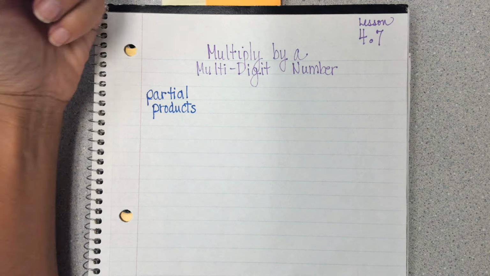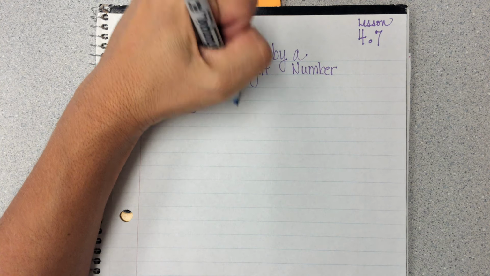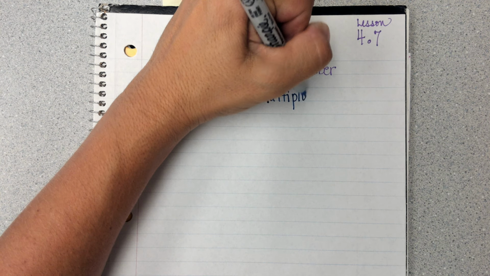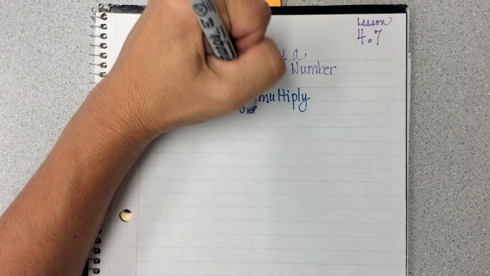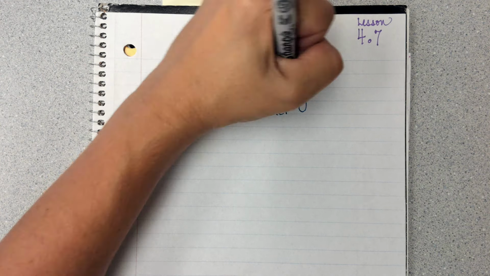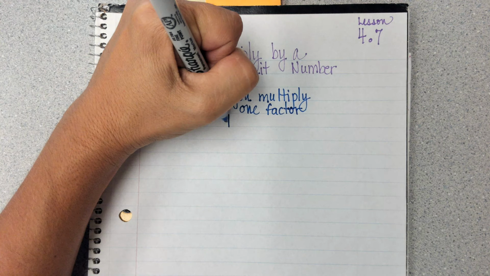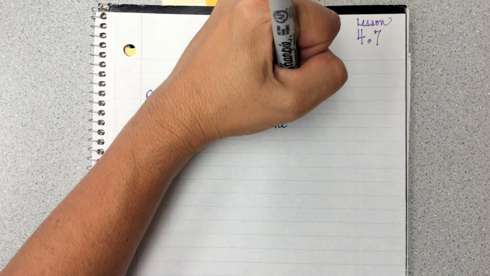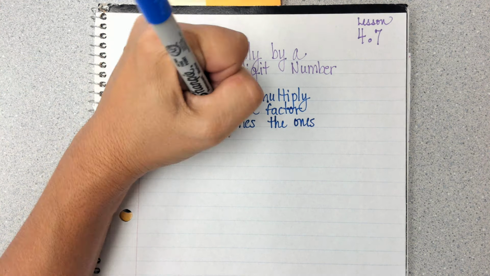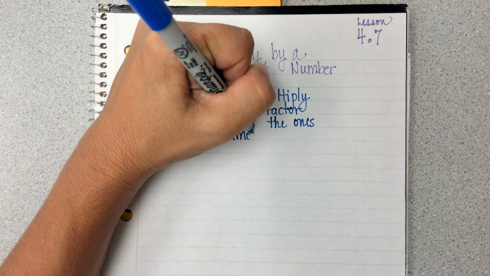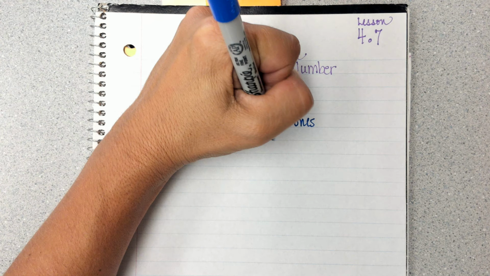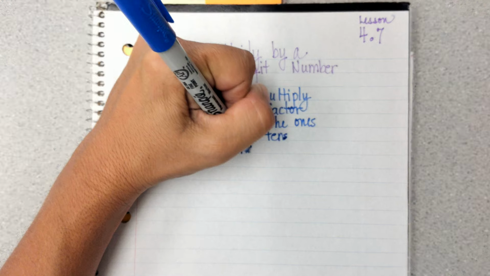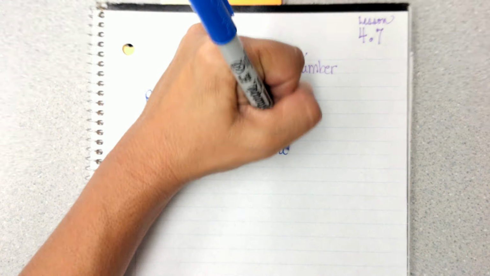So what you do is you multiply one factor times the ones, times the tens place, and times the hundreds.